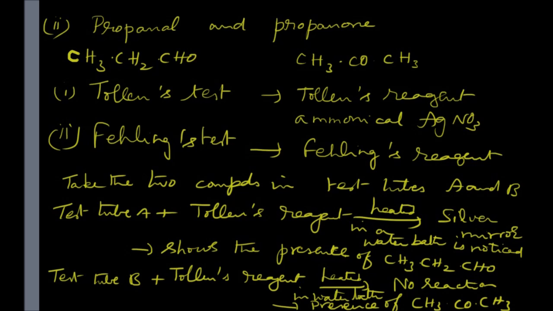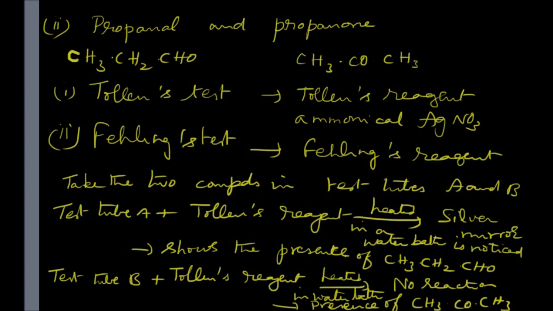And for Fehling's solution, you mix Fehling's A and B. As I said, it is a solution of copper sulfate and sodium potassium tartrate. When you prepare the reagent and add a few drops of the reagent to test tube A and also to test tube B separately and heat the test tubes, you find that an aldehyde gives you a reddish brown precipitate and a ketone shows no such reaction.